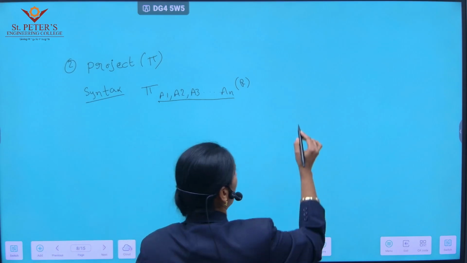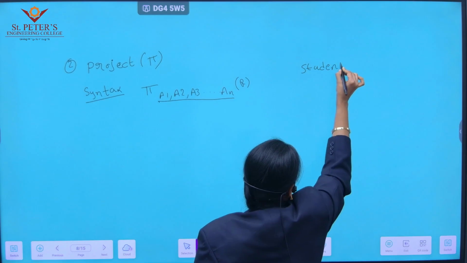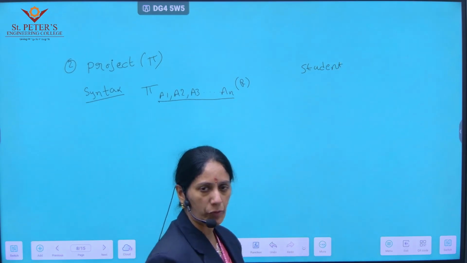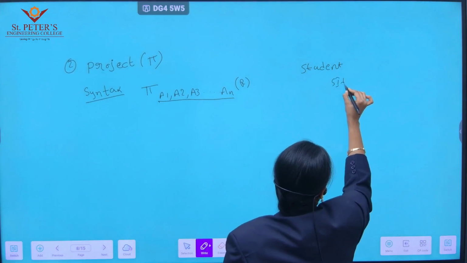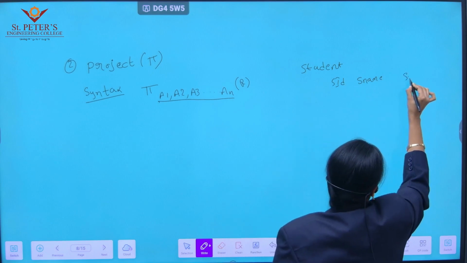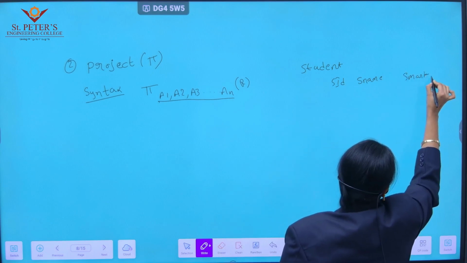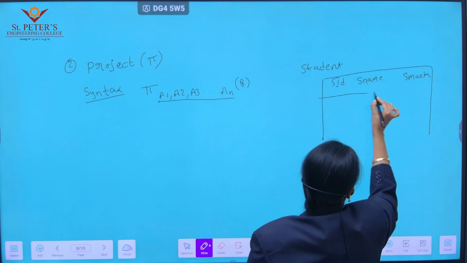Same example, the student example. In the student example, student ID, student name, student marks. These are the three columns considered for which relation?